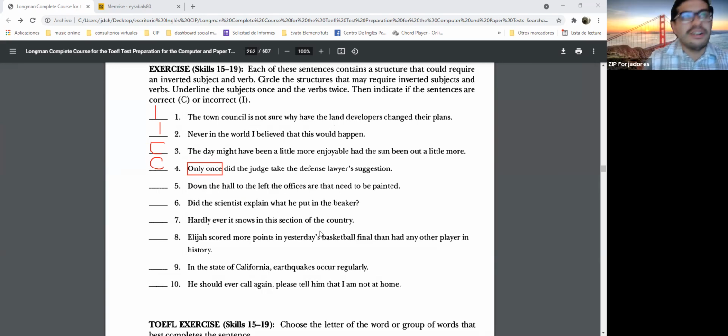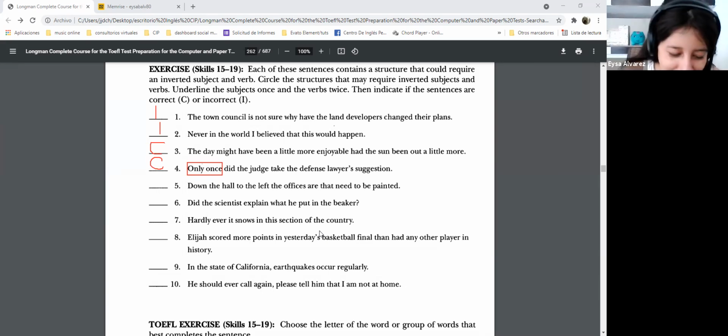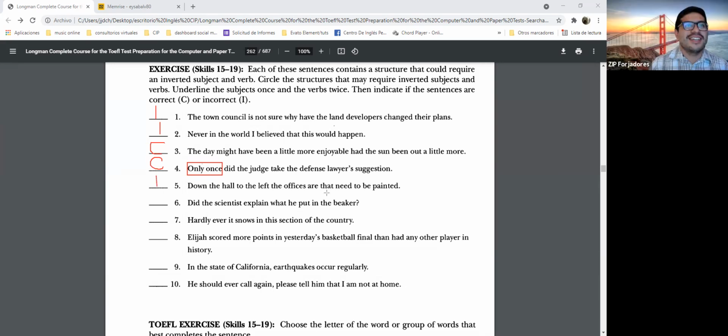So let's go with number 5. Okay, the number 5, I have that it's incorrect one more time, because we need to move the verb are before the offices. That's right. Very good. So we start with the place expression, down the hall. So that means that we have to invert the are and the offices. Excellent.